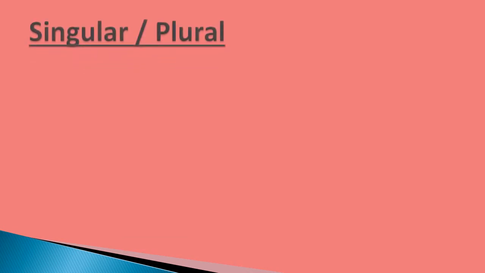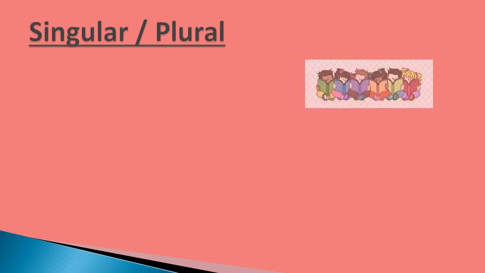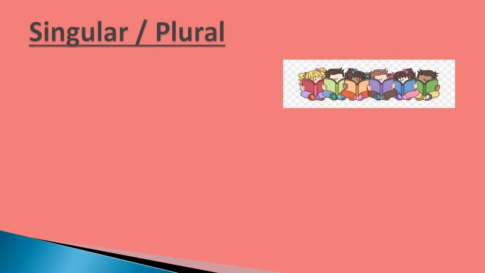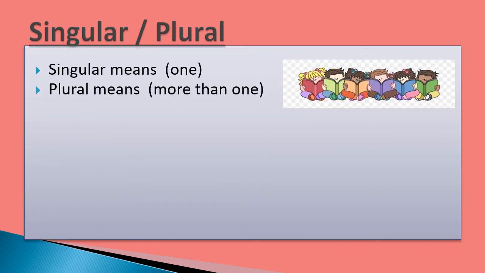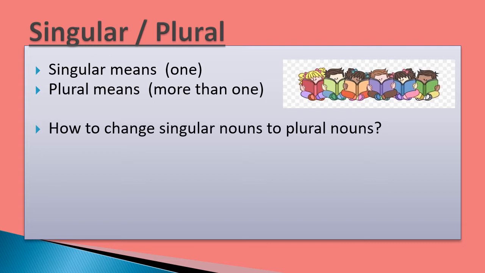Let's start today's topic. Today we have to do singular and plural nouns. I hope most of you are well aware of this concept because you have already done it in the previous classes. First of all, let's see what singular and plural means. Singular means one. So the nouns that are one in number are known as singular nouns. Plural means more than one. Nouns that are more than one in number, they may be 2, 5, 10, 50, 100, they are known as plural nouns.